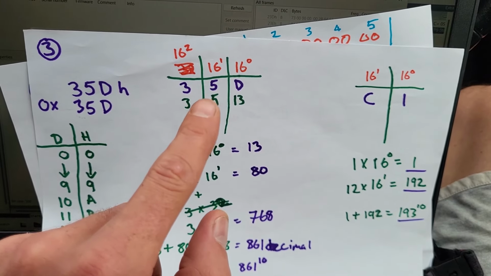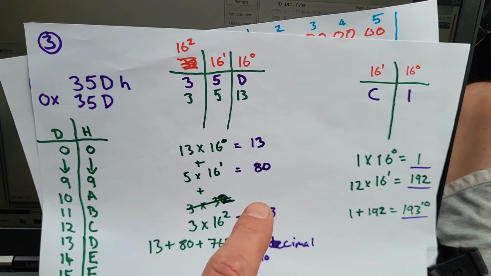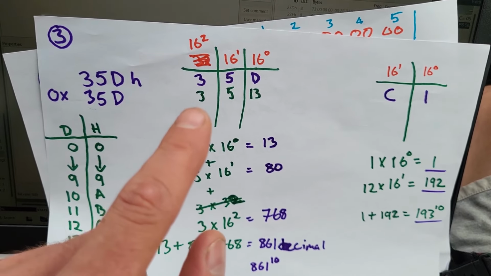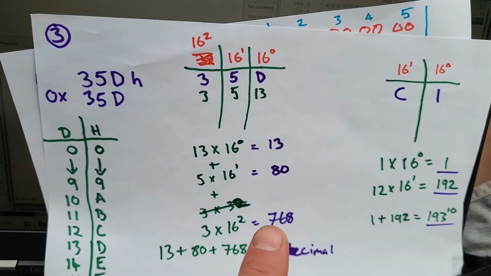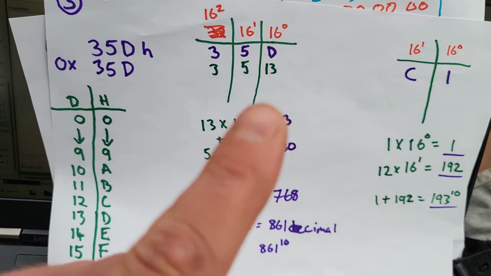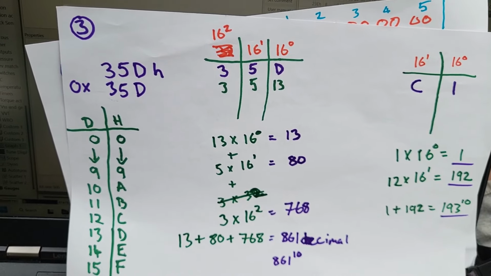If I then think about it, I've got 13 times 16 to the 0, which is 13. I've got 5 times 16 to the 1, which is 80. And I've got 3 times 16 to the 2, which is 768. And if I add those together, I get 861.